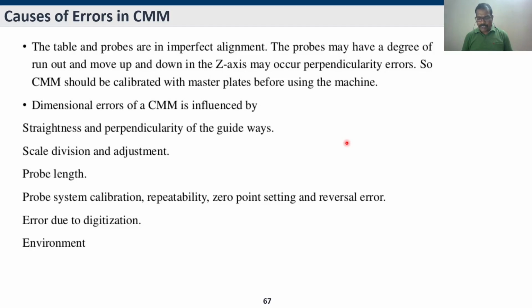So definitely error possibilities are many. There are various reasons for error also. Some of the error reasons are given here. Basically wear and tear or continuous usage, or if we are doing some shifting, or environmental error. Like that, it will create some errors.